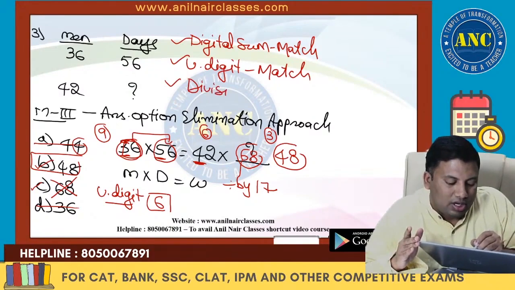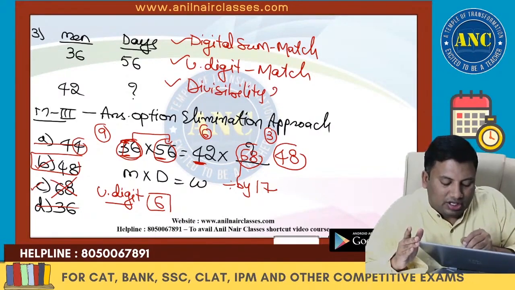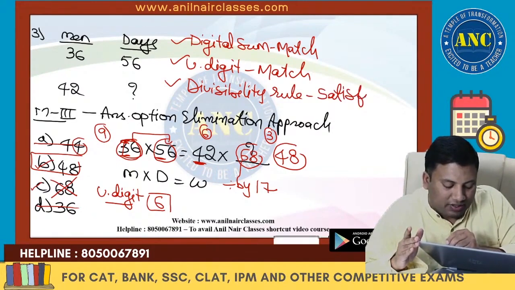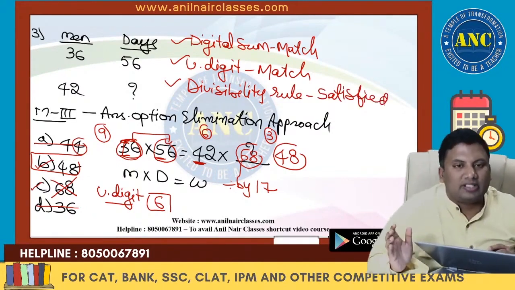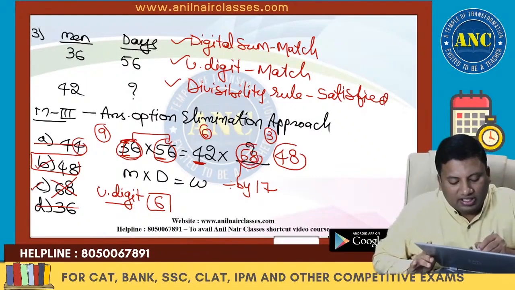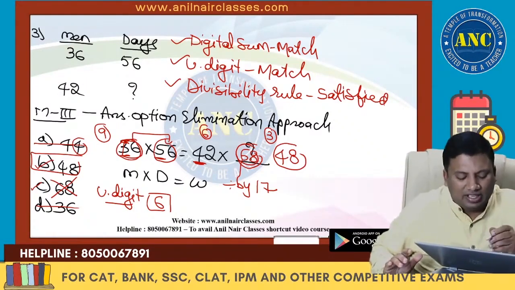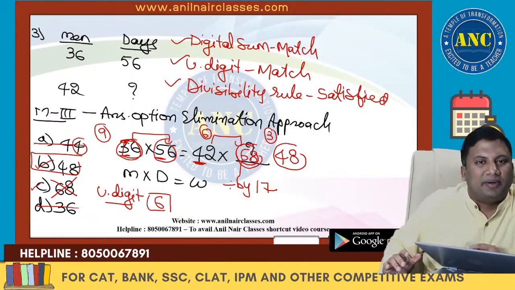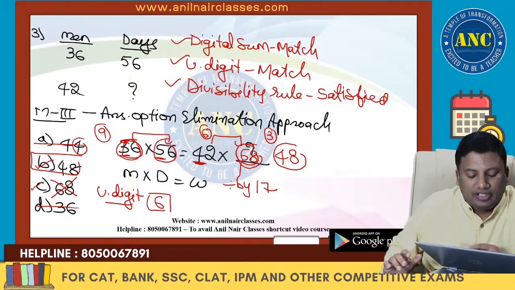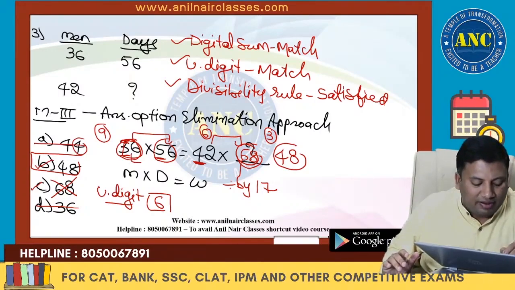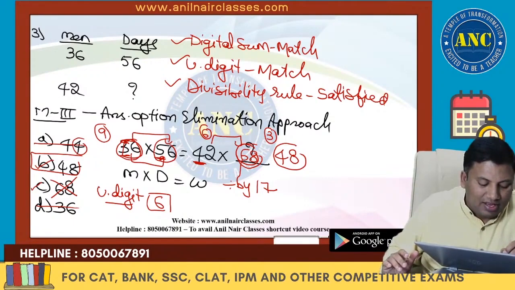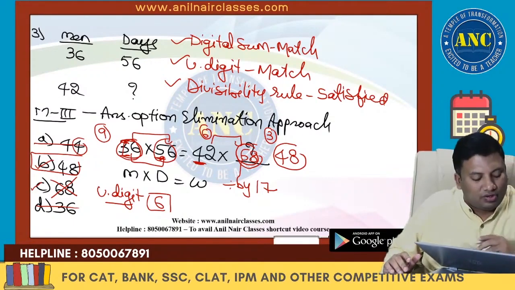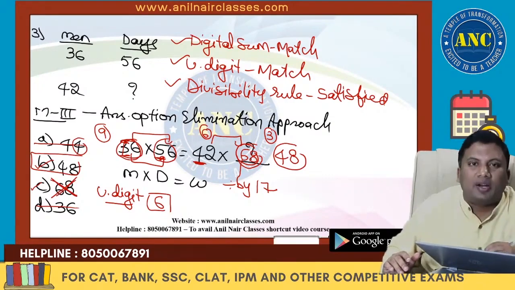Divisibility rules should be satisfied. So it cannot be 68. First of all, how can it be 68? Even if I take the lowest values 40 and 60, 40 into 60 is nothing but 2400. So 40 into 55 is 2200. Anyway, this cannot be the answer.